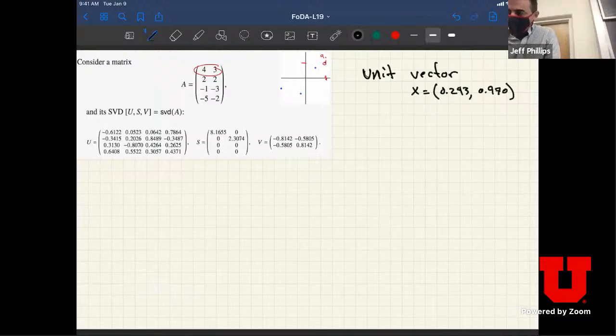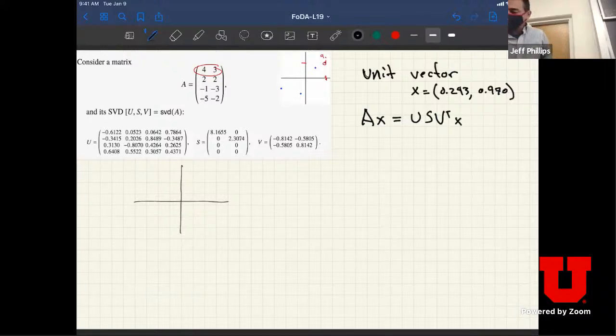And so what we're going to do is draw some pictures and see what happens. Yeah, so what I want to do is look at AX, but I'm going to write this out not as A, but remember A I can write as U S V transpose X.